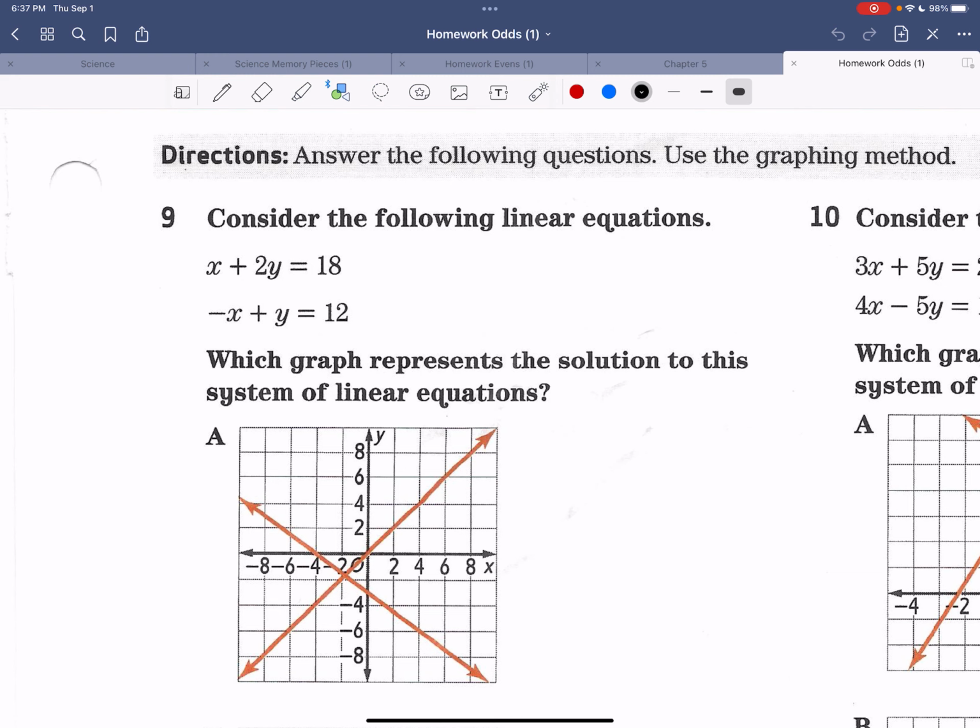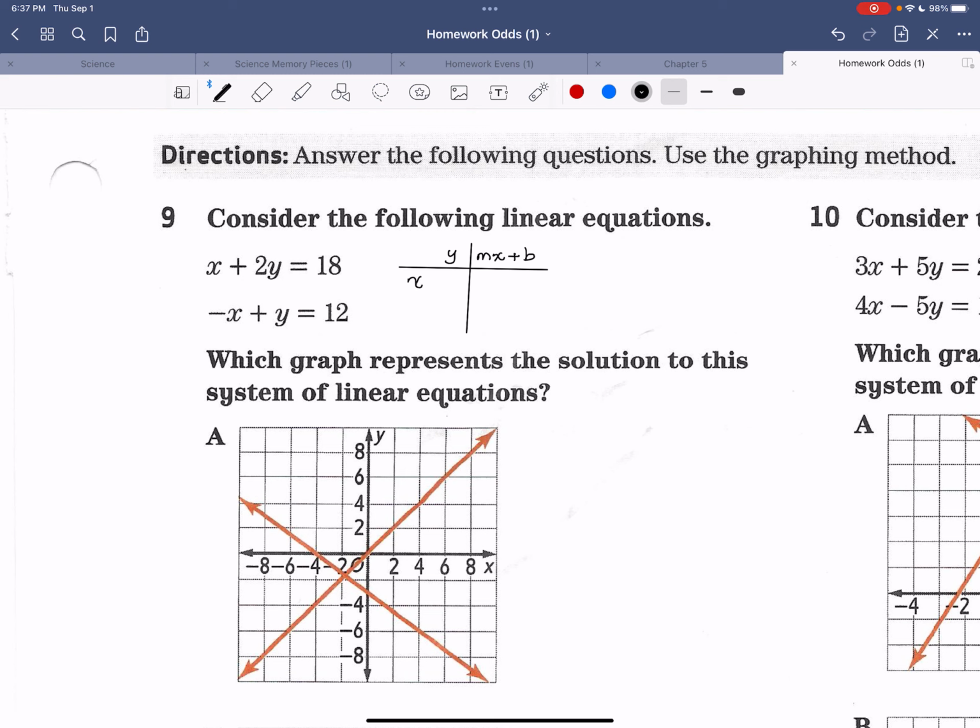Well, I think the first thing I'm going to do is get them both in slope-intercept form. This may not be necessary, but it's a good practice just in case you ever have to do that. So let's see what we've got here.